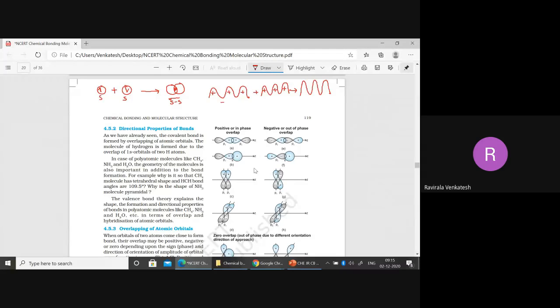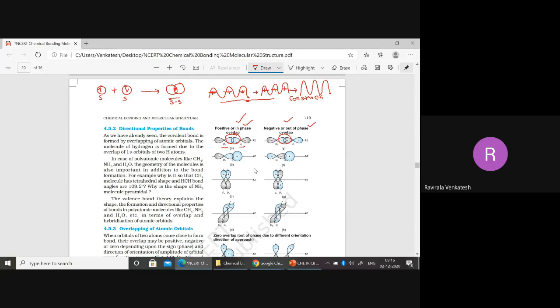Similarly, when the same signs meet each other, which type of interference is formed? Constructive interference. In the previous case we discussed destructive; now it is constructive. You can take minus and minus also, the same thing. Now observe the pz orbitals: same signs are overlapping. They are not charges, they are signs. Same signs overlapping gives positive overlap. Different signs overlapping is called negative overlap. This is called in phase and this one is called out of phase.